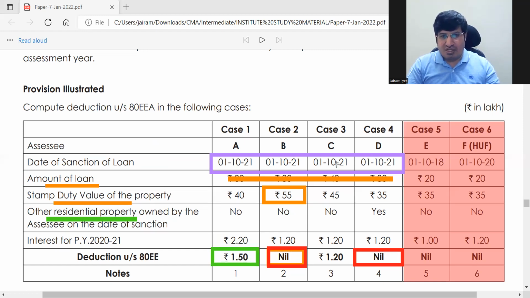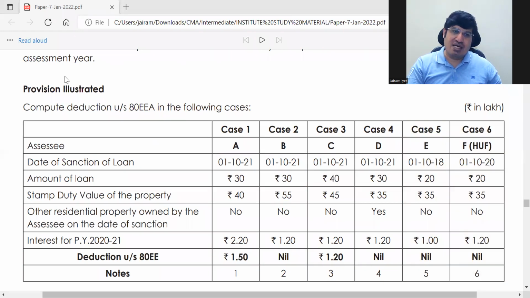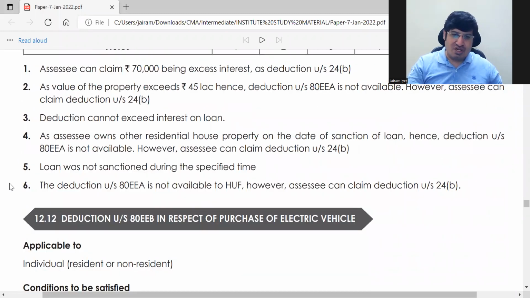And C, the only one remaining, is 45, just on the brink of it. Fine, there is no fine, and the interest is 1.20. How much interest is exempt? Up to 1.5 lakhs, 1,50,000. So this whole 1.20 will be exempt. Done? Clear? So that's all it is. Which is why 80EE and EEA, just study together, it will be easier for you.